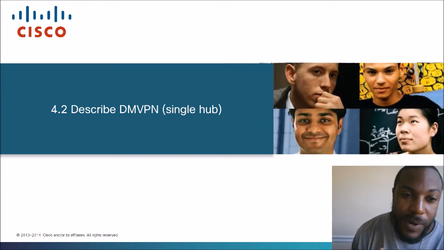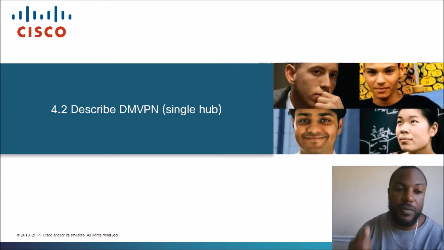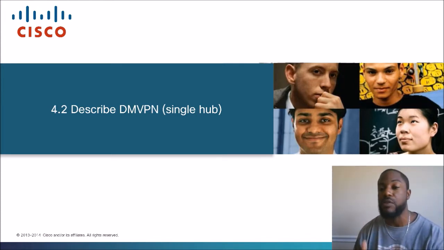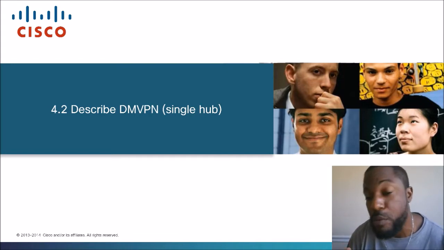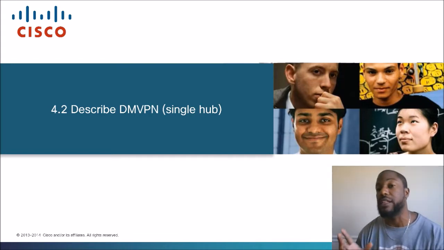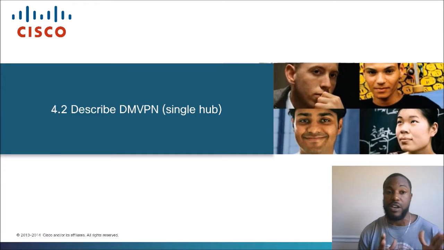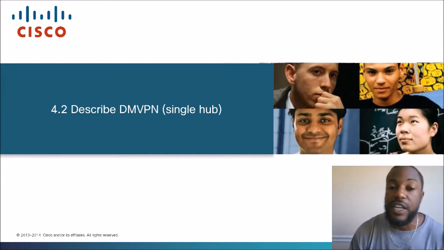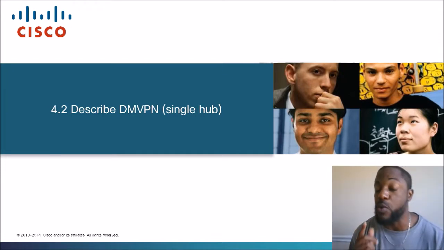Today's topic is Describe DMVPN Single Hub, Section 4.2 of the CCNP Route exam. This will be known as the CCNP Enterprise exam. So this topic most likely will be in that exam. It's just the code is different. This is the exam code 300-101. That exam code may be different as well.